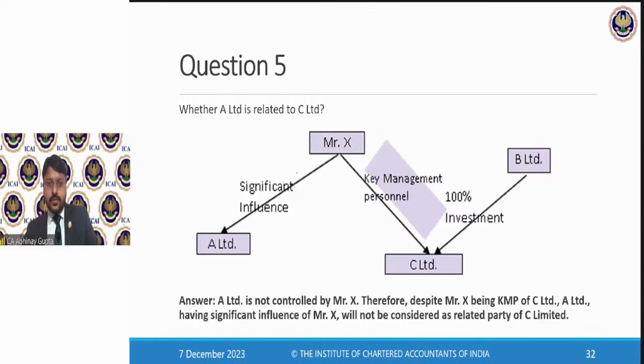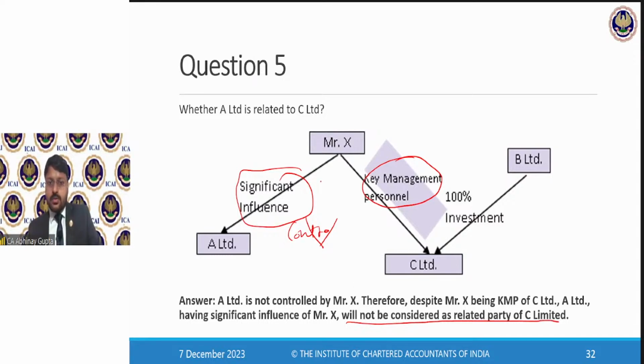Because significant influence does not mean control, right? And here he is having a KMP only. Here also he does not have any control. So it will not be considered a related party of C Limited, because control is missing here and here he is a KMP only. So a KMP along with a combination of SI does not give a related party relationship. Okay.